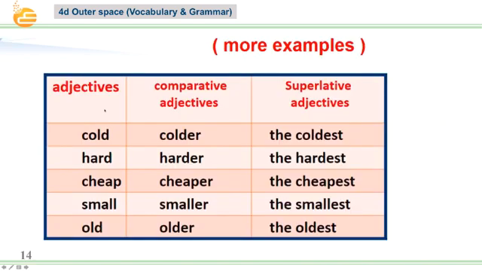Okay, more examples. Adjectives, comparative adjectives, and superlative adjectives. Cold, colder, the coldest. Hard, harder, the hardest. Cheap, cheaper, the cheapest. Small, smaller, the smallest. Old, older, the oldest. Okay? These are short adjectives, one syllable: cold, hard, cheap, small, old. Okay?